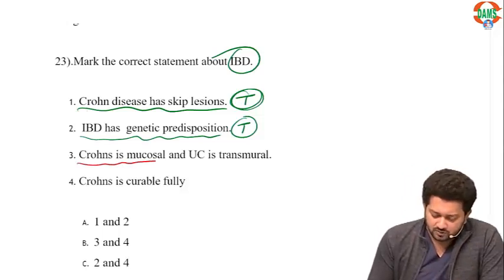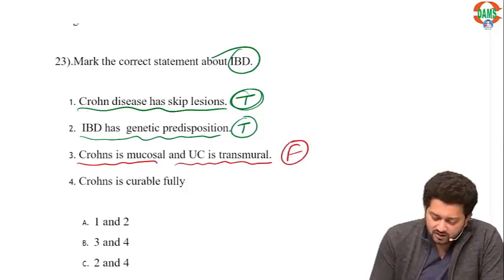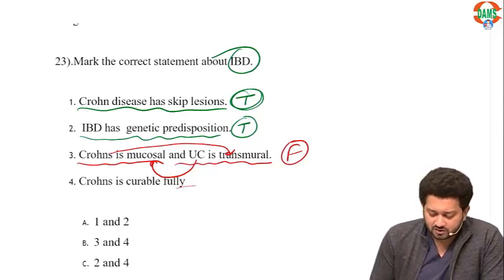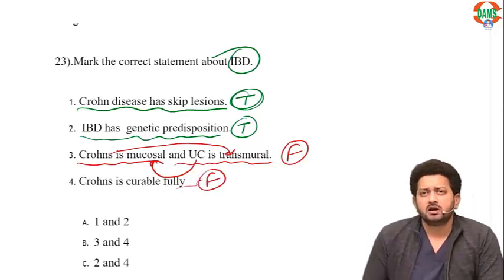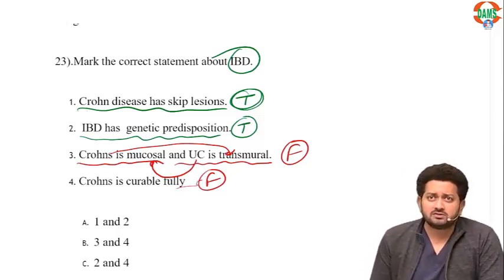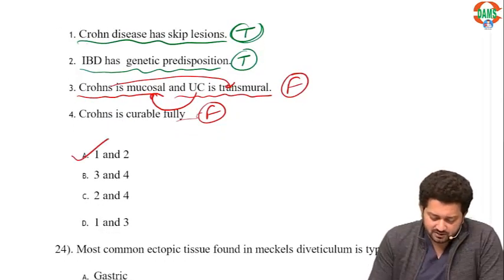Crohn's is mucosal and ulcerative is transmural. This is false. This is rather the other way around. Ulcerative is mucosal and Crohn's has transmural involvement. Crohn's is curable fully. That is also false. Ulcerative colitis can be totally cured if you do a total proctocolectomy and ileal pouch anal anastomosis. So 1 and 2 are the correct statements. So option number A.